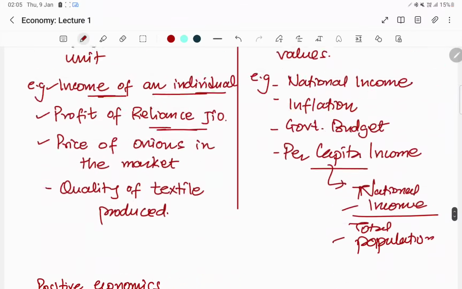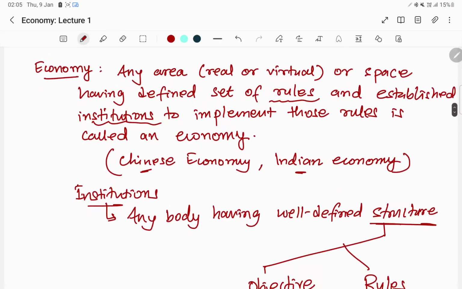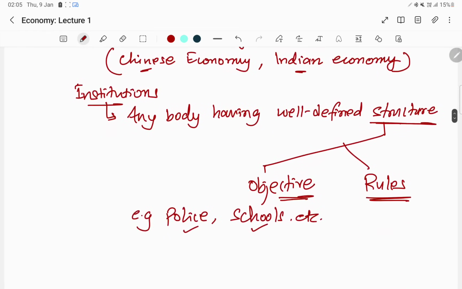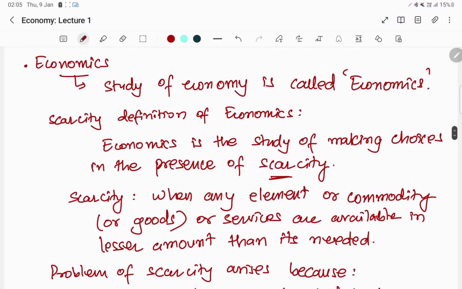So now for the recap. In economy, we talk about any area that is real or virtual, or space having a defined set of rules and established institutions to implement those rules. For example, Chinese have their economy, Indians have their own economy. So Chinese economy, Indian economy, US economy, etc. Institutions are bodies having a well-defined structure. The structure means two things: objective and rules, right? Then we came to understand what economics is. The study of economy is called economics.